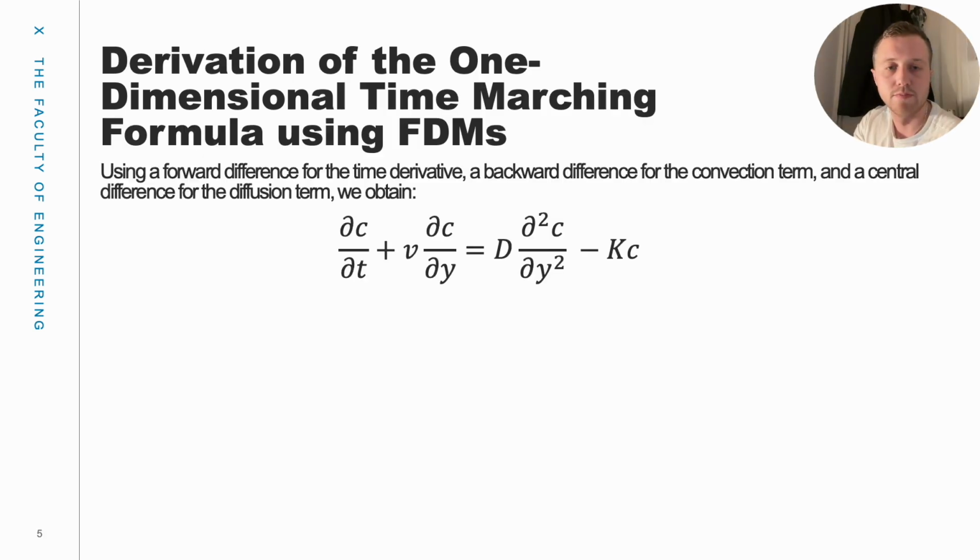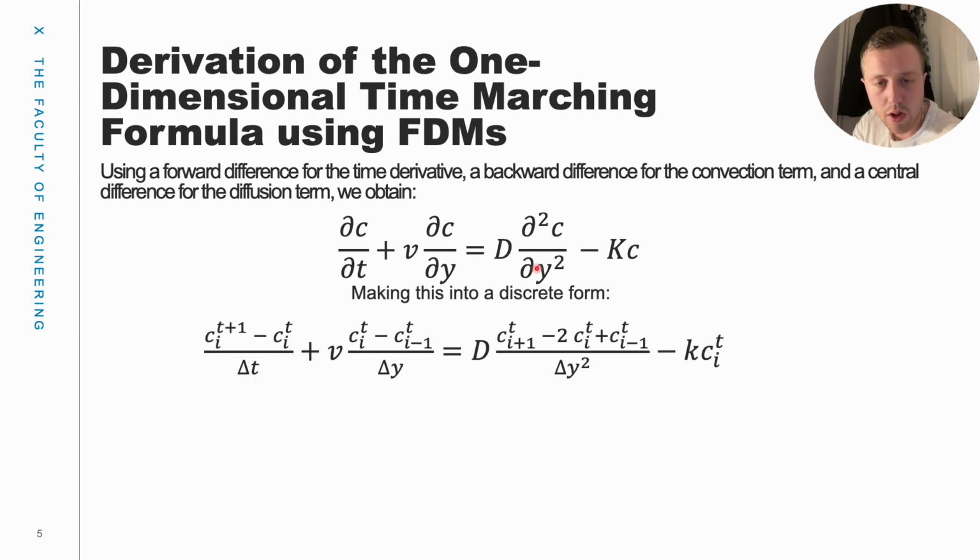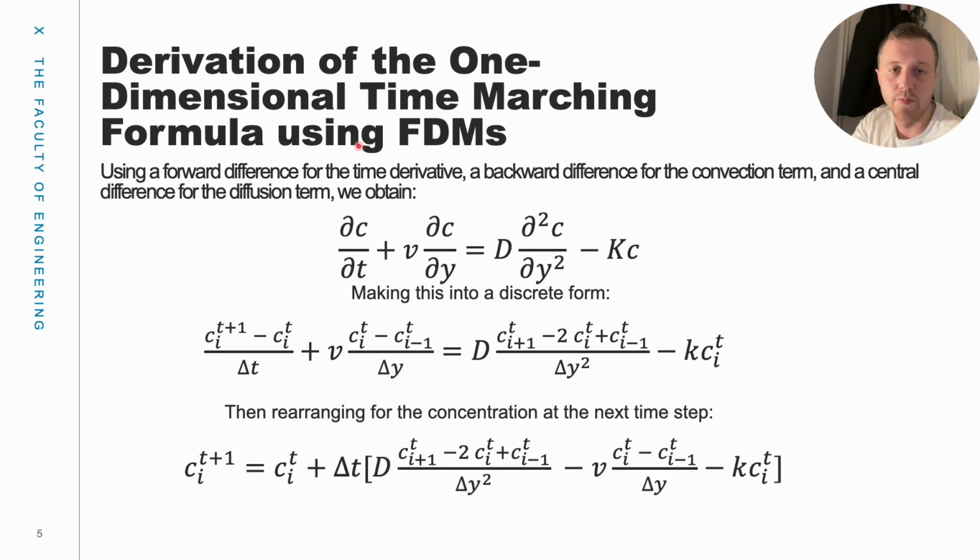So let's look at the maths. For the time derivative term, I use the forward difference. For the convection term, I use the backwards difference, and for the diffusion term, I use the central difference. If we sub these discretized forms into the formula, we get this format, and then if you rearrange that for our next term, C_i at t plus 1, we get this formula here. So now we have the time marching formula, which allows us to compute the concentration at the next time step iteratively. So let's solve that.